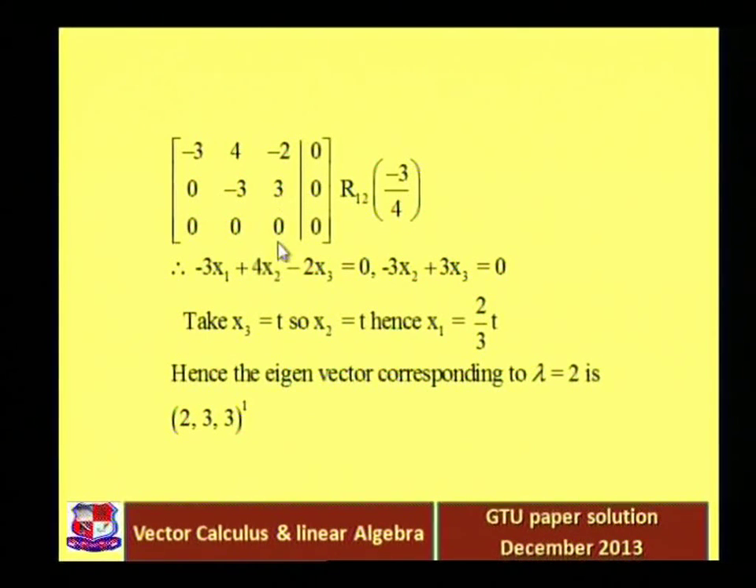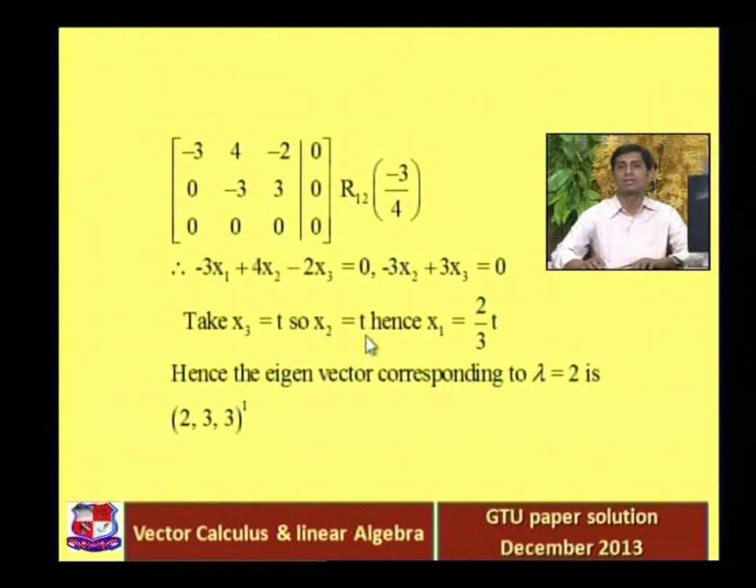So again the third column does not have any leading entry, so take x3 equal to t. Corresponding to x3 equal to t, you will get x2 equal to t and x1 equal to 2 by 3 t, right? So we want to write our eigenvector in integers, so that's why we are multiplying by 3 in each eigenvector, so finally we get this eigenvector 2, 3, 3.